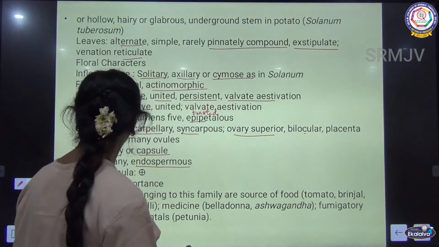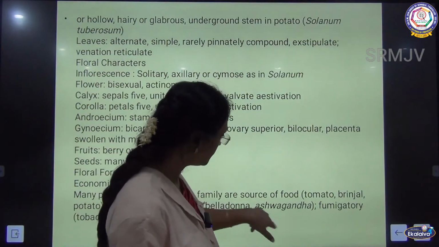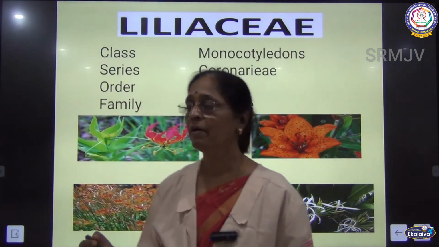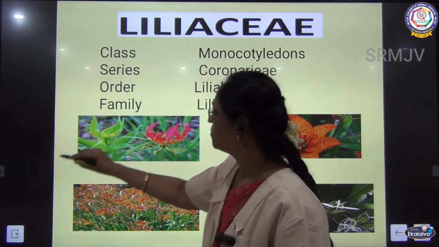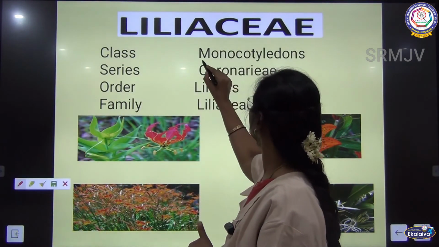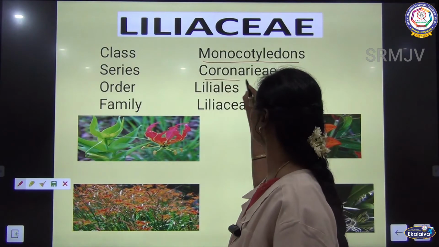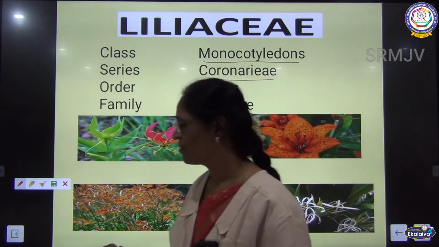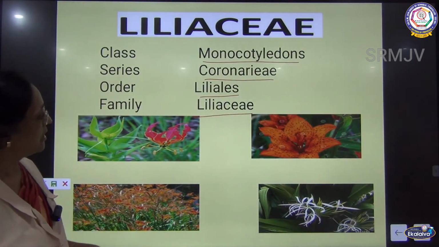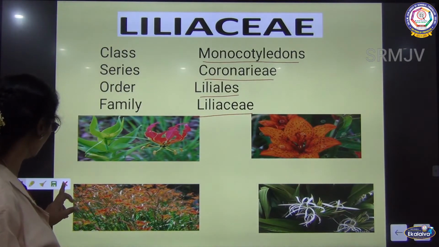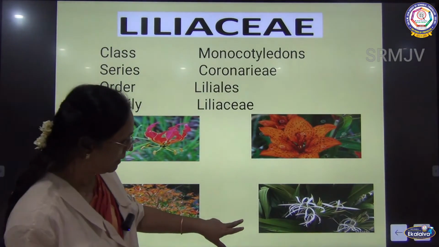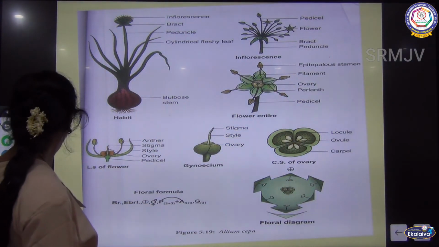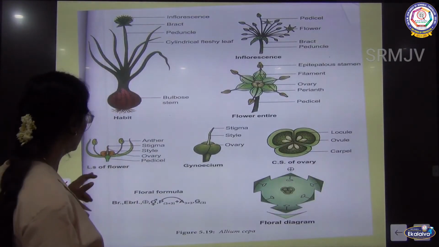Now we will see the last family from Monocotyledonae, that is Liliaceae. So here you see that it belongs to the class Monocotyledonae, series Coronariae, order Liliales, and family Liliaceae. And these are some of the examples of Liliaceae. This is the water lily, that is the lily normally you will find. In school also we have this kind of a lily. Now Allium cepa, onion, Allium sativum belong to this family.